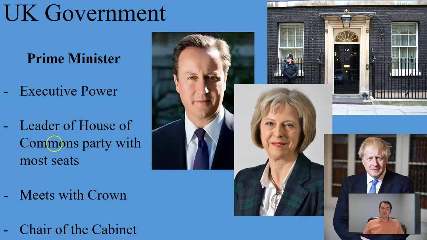And so the prime minister will go and meet with the current monarch, and that person will give the official invite to form a government, and then the prime minister will go and pick ministers to serve various roles, like Minister of Agriculture or Defense, those sorts of roles that the president in the U.S. often fills with their cabinet.